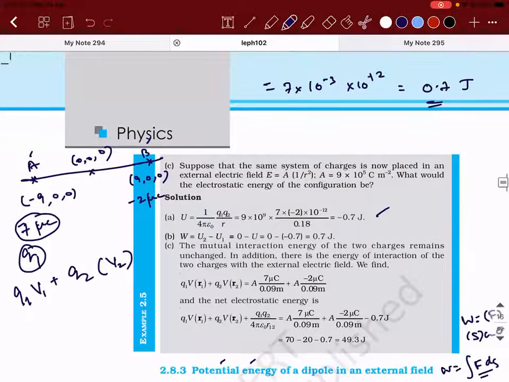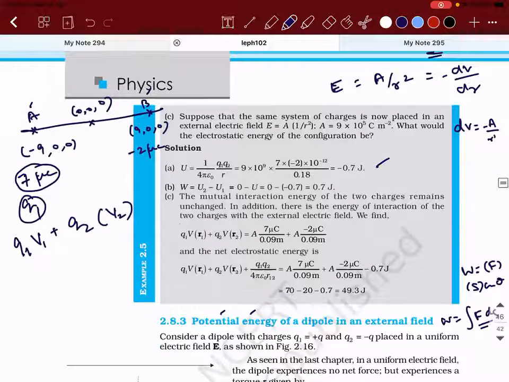Okay. So if electric field is given, how will you calculate the potential? E is equal to A divided by R square. But what is E equal to? Minus dV by dr, right? So dV will be equal to minus A by R square into dr. Accepted? Now when you integrate on both the sides, you will get V is equal to A divided by R. Next time onwards, you need not do these many steps.